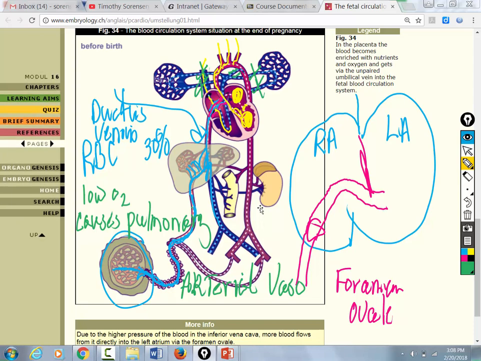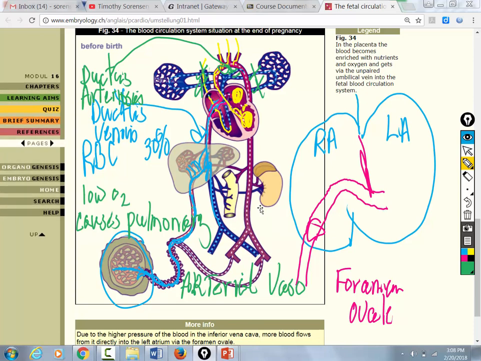There is a connection between the pulmonary trunk and the descending aorta. That connection between the pulmonary trunk and the descending aorta is called the ductus arteriosus. The ductus arteriosus connects the pulmonary trunk to the descending aorta, and it remains patent, it remains open, by the mother producing a chemical called prostaglandins. Prostaglandins circulate through the baby's circulation and keep that ductus arteriosus open or patent.